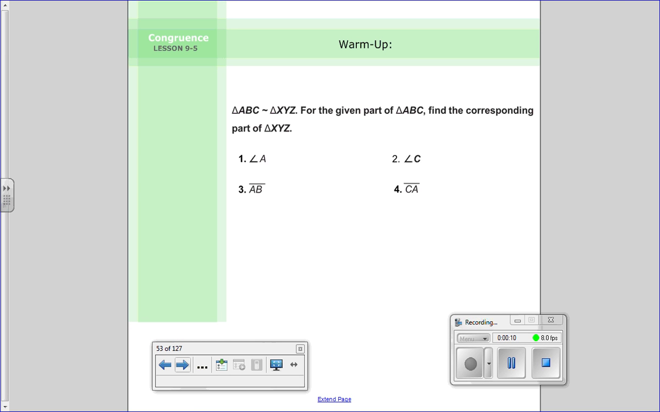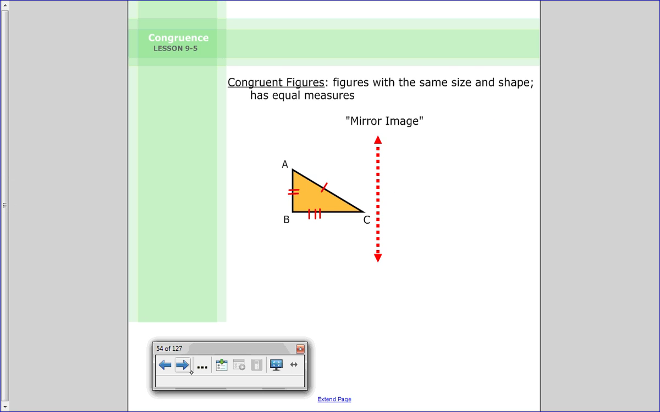All right, in the previous lessons, we've talked about different polygons and angles and so on. And now we're going to look at what happens when we have more than one figure, and we want to know if they're congruent. So what are congruent figures? Well, those are figures with the same size and shape, and they have equal measures.